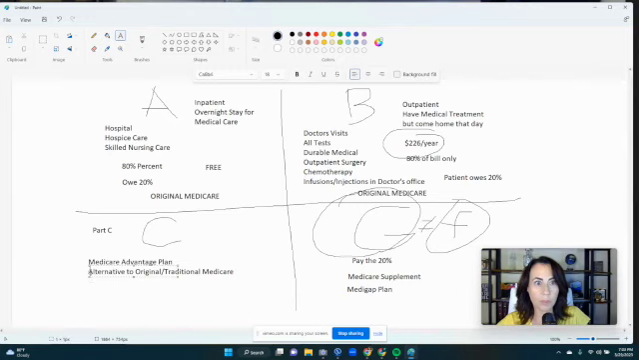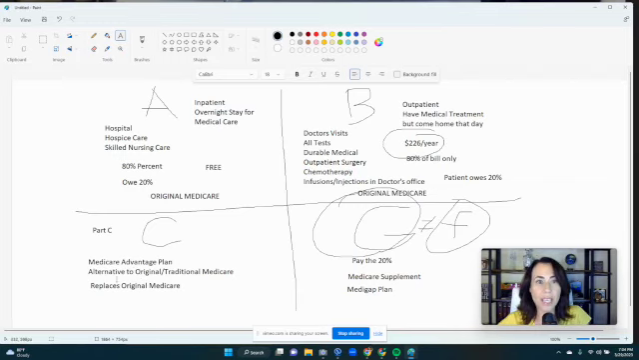It replaces original Medicare. So today I had a phone call. A gentleman called me and he was just trying to get some information. He asked me, can you have a Plan G at the same time as a Part C? So in other words, can you have a Medicare supplement, also known as Medigap plan, at the same time that you have a Medicare Advantage plan?